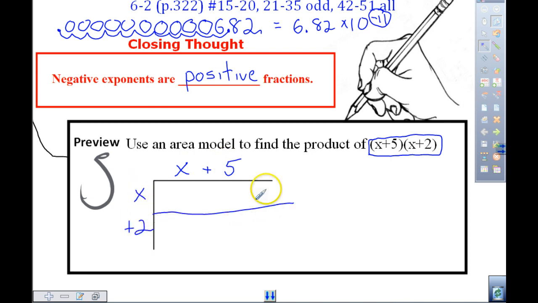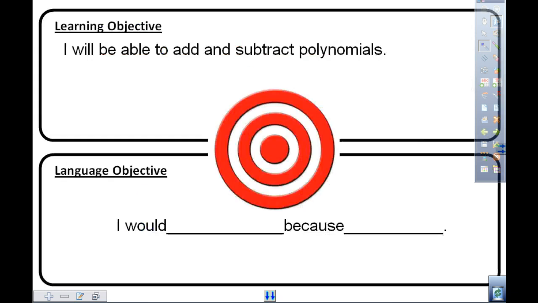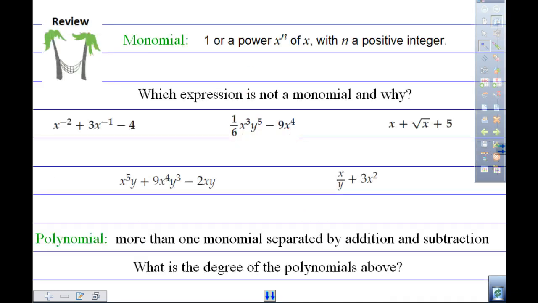But just in case we need a little review, we can always multiply polynomials this way, using an area model or a box model, okay, and then add up the diagonals. And we'll use this a little bit today. And you guys know doing this backwards is called factoring. When you're given this question and you have to come up with the two factors, that's called factoring. So this is just the reverse of what we've been doing a long time. Alright, so we're going to add, subtract, and a little bit of multiply polynomials.